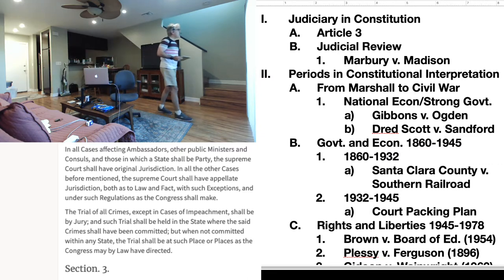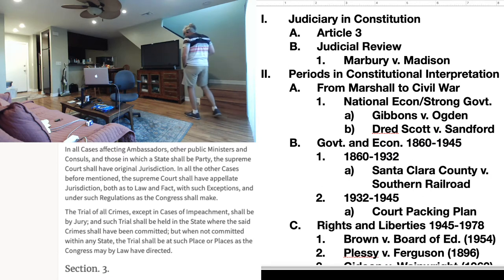So where did it come about? Well, judicial review is not in the Constitution. It is, in another word, extra-constitutional. It is a power that the Supreme Court acquired when it decided a case. Well, which case? Here it is. Under judicial review, 1, Marbury versus Madison.